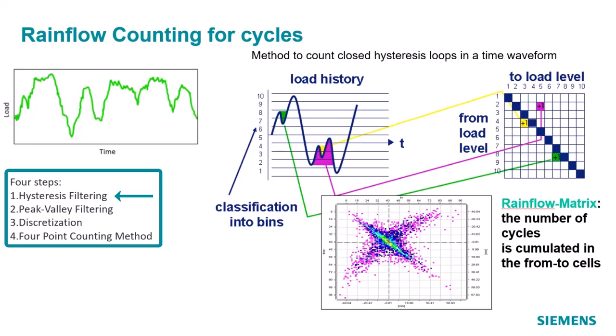And then once you do the hysteresis filtering, you go to peak value filtering, which is when there is a change in the direction of the load. When it's going up, it is not counted as one cycle, but when it goes up and then comes down, that's what it is looking for. Then it goes to a process of discretization, where the whole y-axis is classified into bins, as shown here. And then you can use a 4-point counting method, where if the inner points are bound by the exterior points, that counts as a cycle.